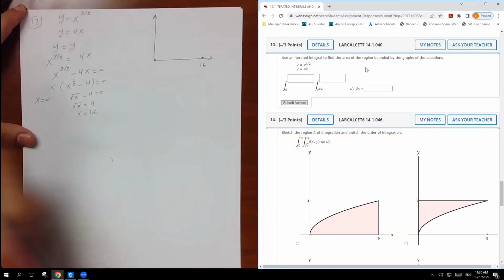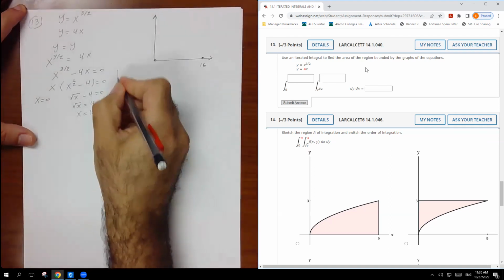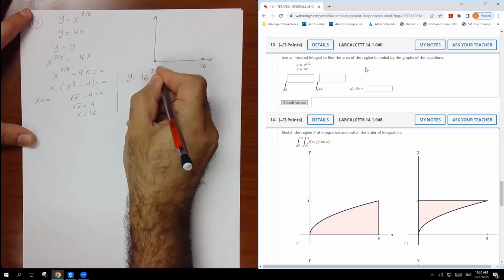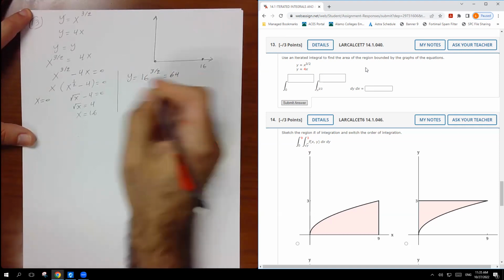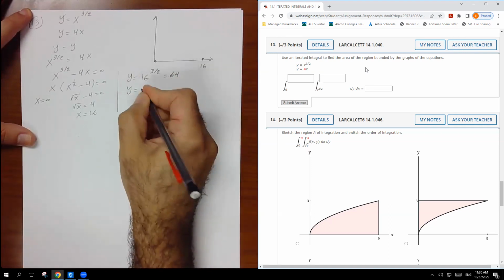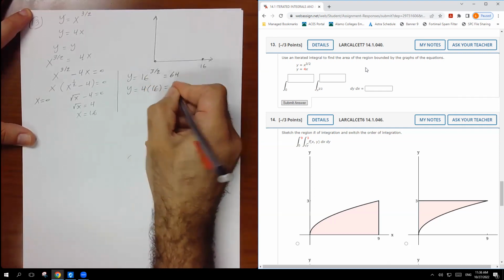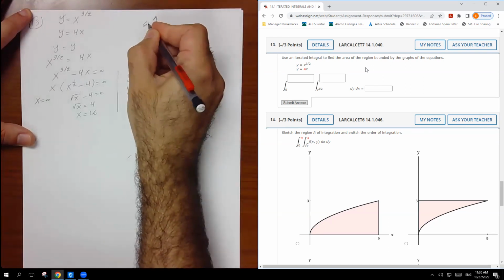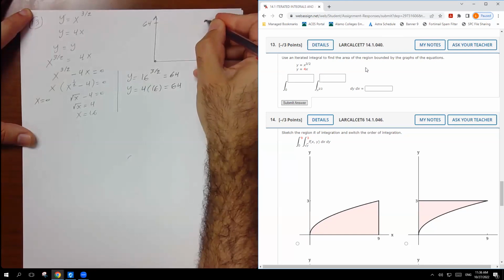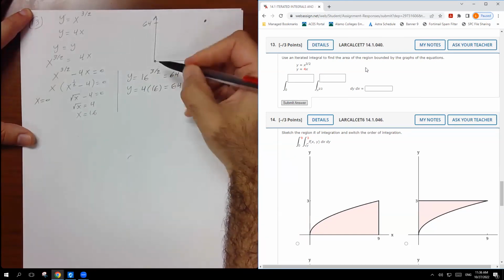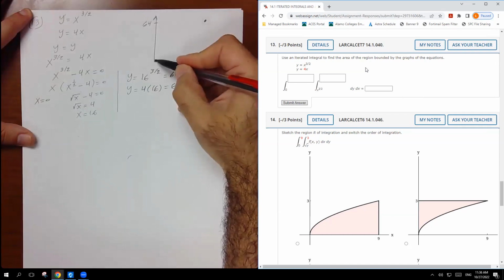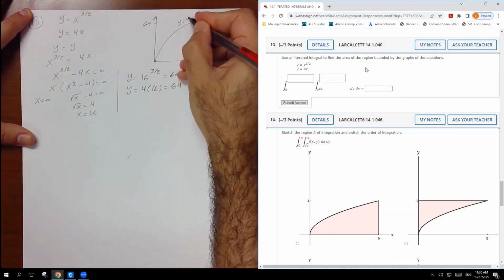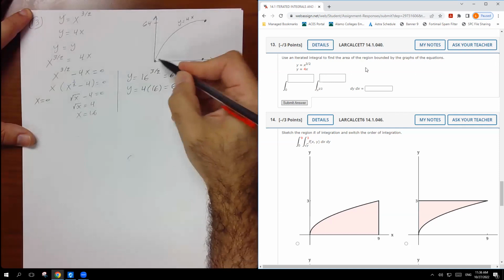So in this case, y for the first one, 16 to the 3 over 2, equals 64. And y for the second one is 4 times 16, which also equals 64. That means both these graphs meet at the point 64, which is here. So let's say this is the first graph because it's a curve, and let's say this is y equals 4x like this. And the second one is going to be like this.